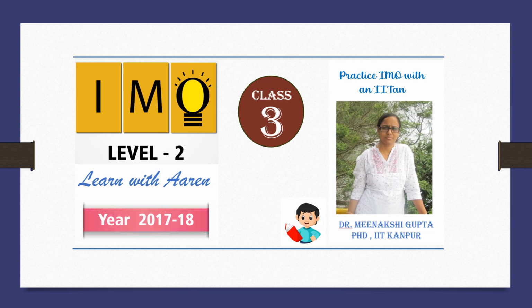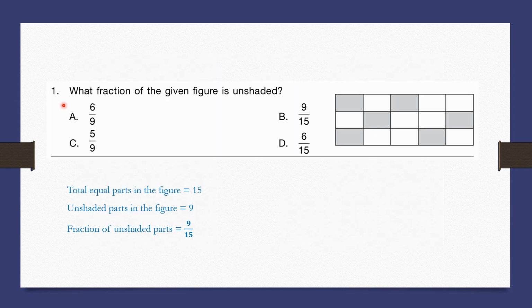Today we will solve IMO question paper 2017-18 level 2 for class 3. Question number 1. What fraction of the given figure is unshaded? Let's first count the total number of equal parts this figure is having. So 1, 2, 3, 4, 5 and 5 times 3 is 15. So this figure is having 15 equal parts.